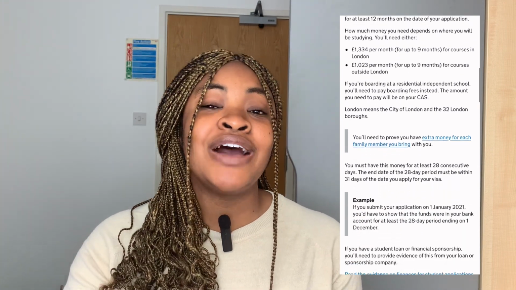Now, the second part of your proof of funds is your living expense, and this amount actually varies depending on where your school is located in the UK. So if your school is located in London, you are going to be paying a different amount for living expense than someone whose school is located in Manchester. The required amount that is expected to be in your account as living expense, if you are a student that will be schooling in London, is £1,334 per month. And you're supposed to have at least 9 months of this amount in your account.